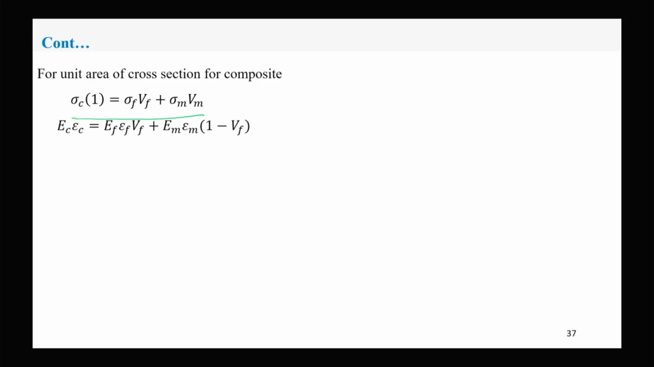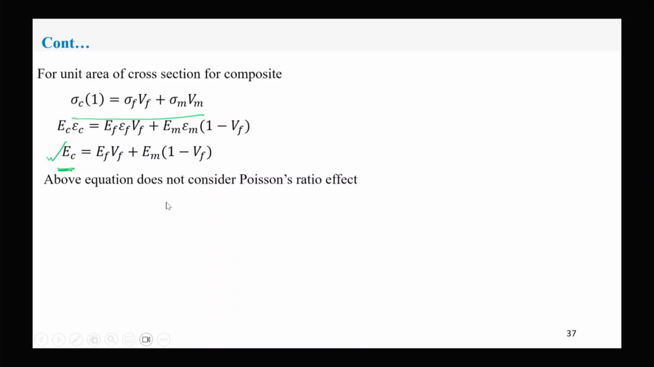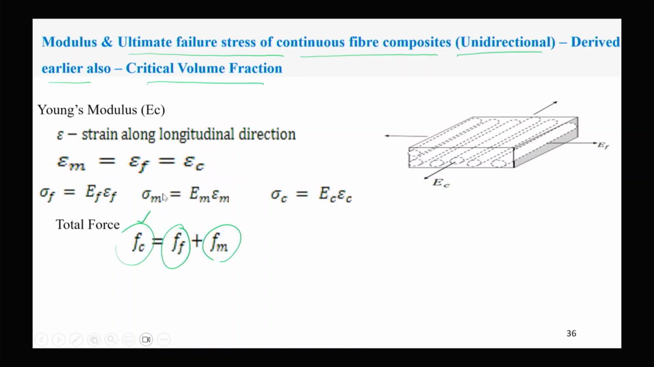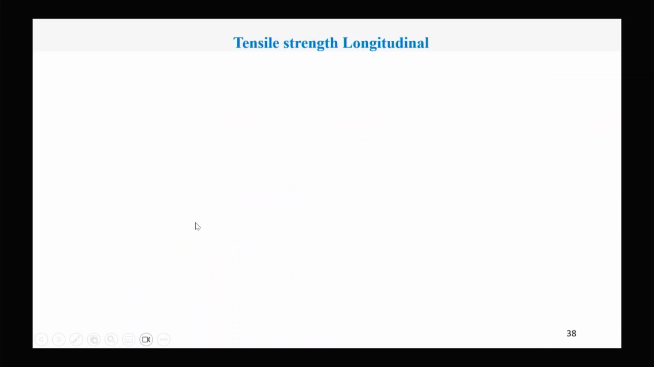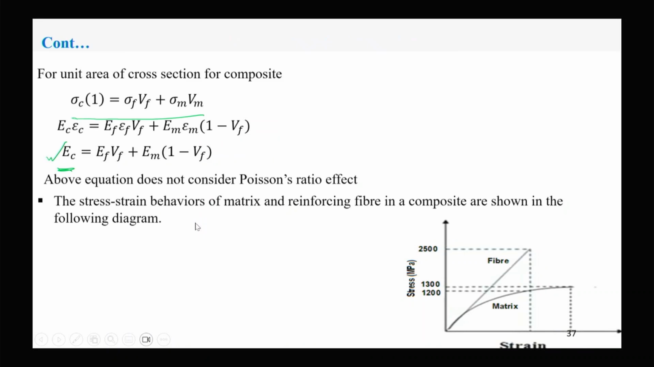Composite, we have already derived the modulus of composite and stress on the composite using the rules of mixture. So here you can see, this is the matrix, in a matrix case, and this is in a composite. Matrix is loaded when it is strained. So matrix and fibers are being loaded. The stress-strain behavior of matrix and fibers is given here.